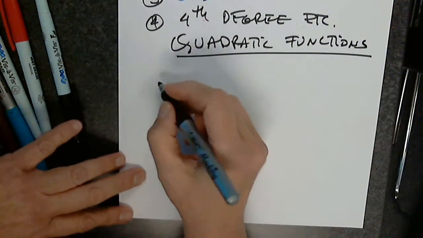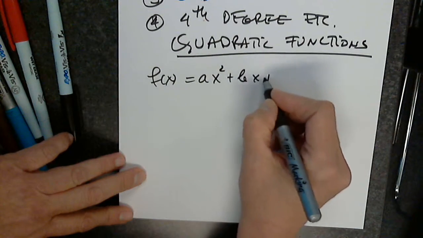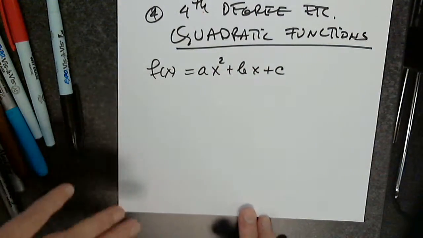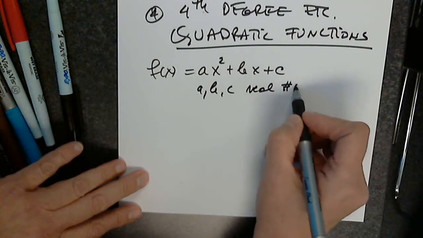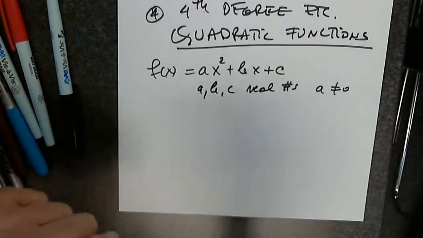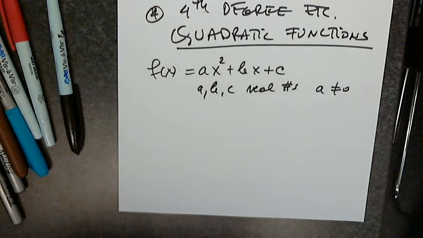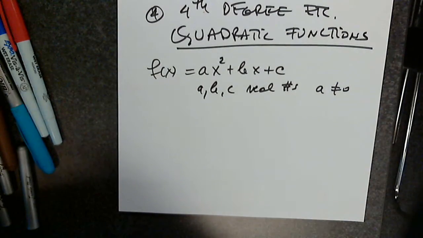The general form of a quadratic function is f of x equals ax squared plus bx plus c, where a, b, and c are real numbers. However, a cannot be 0. Can anyone explain why a cannot be 0? Because then your first derivative would be... Exactly. If a is 0, then it's no longer quadratic. Absolutely. Completely agree. Very good.